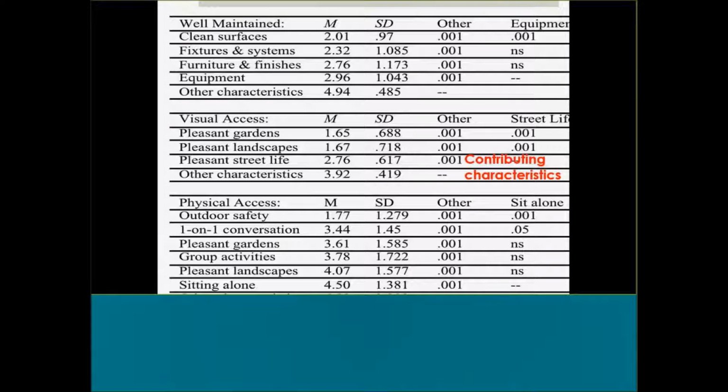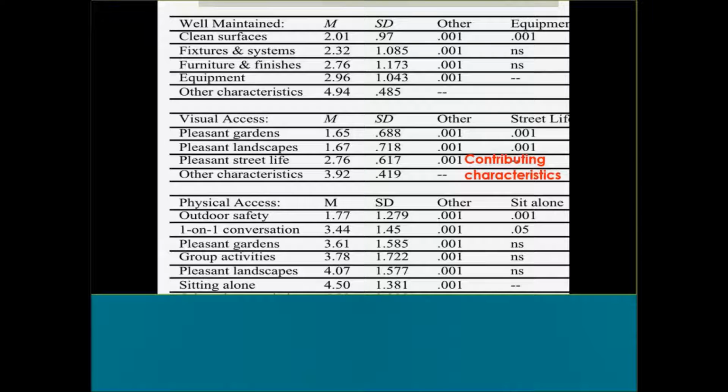As an example, an architect looks at this and says, okay, we get that being well-maintained is important. How do we actually do that? So we tried to create these subcategories, for example, clean surfaces and well-maintained equipment. What role do these play? Because if you only have a certain amount of money, where are you going to put it?